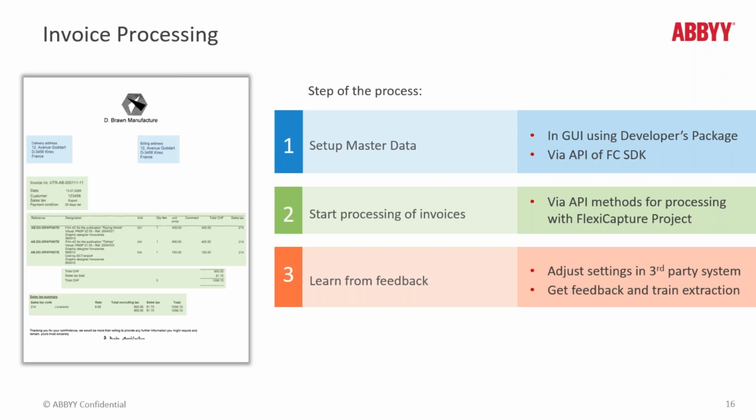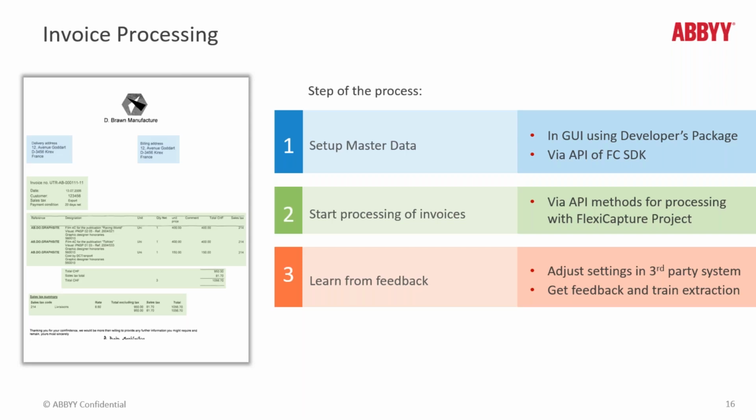Step 2, you process the invoice using the API methods. Step 3, learn by feedback. You may go through the extracted fields and correct things that haven't been recognized correctly. Correct the region for the field. So where did it find this field?